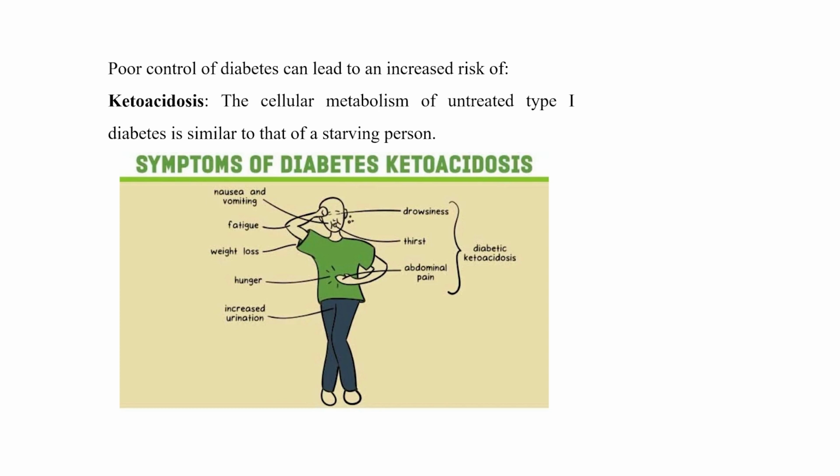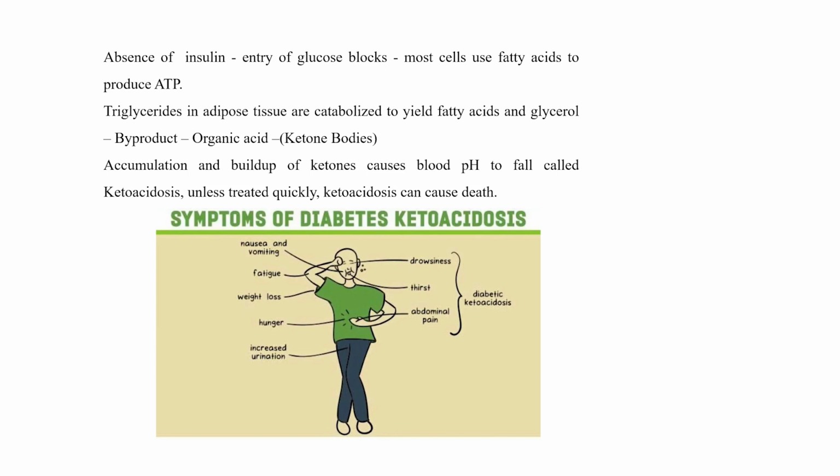So in that case, what happens? See here, the main reason is that there is an absolute deficiency of insulin, or insulin is available in very low concentration. That's why, in the absence of insulin or with a low level of insulin, the entry of glucose is blocked. So the first part is that because of less or no insulin, there is no entry of glucose inside the cell, but cells are always in need of fuel. That's why, instead of glucose, the body cells start to utilize fatty acids for the production of ATP, the high energy molecule.